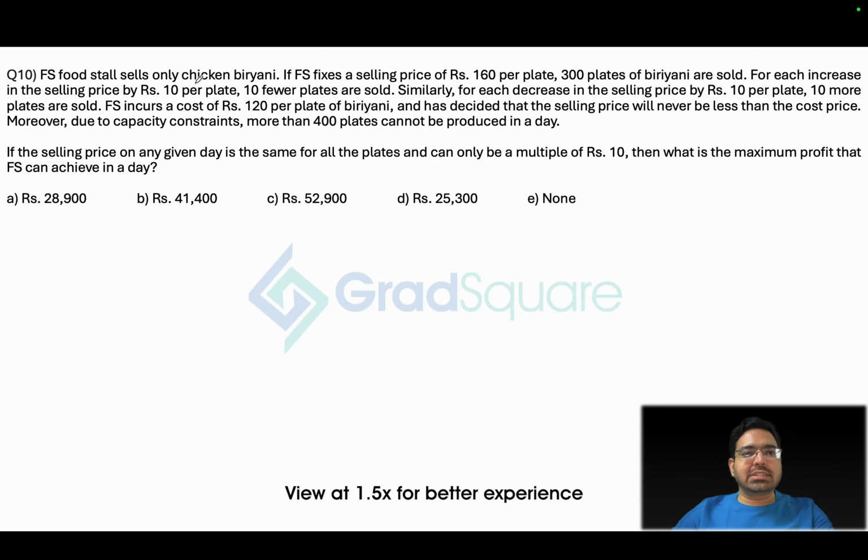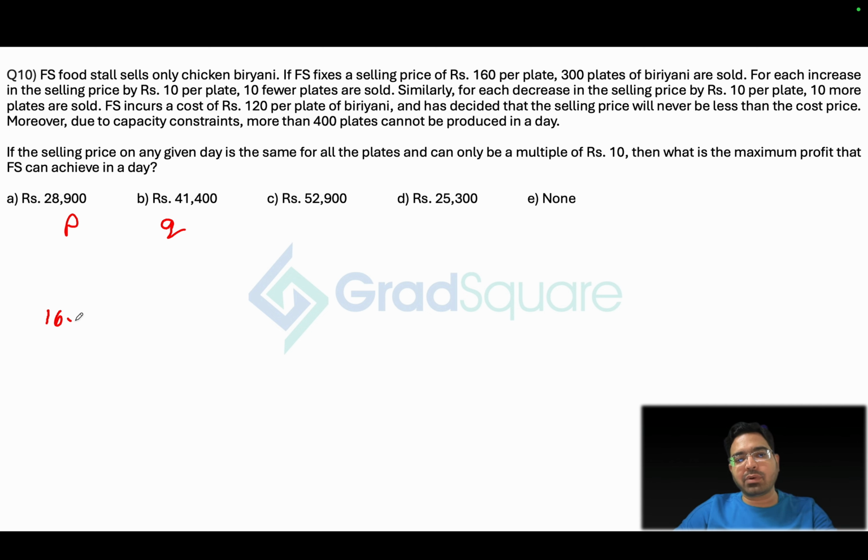A food stall sells only chicken biryani. If it sells at a price of 160 per plate, 300 plates of biryani are sold. Now, if I look at the price and the quantity, there is a relationship that they are talking about. They're saying if you sell at the price of 160, then you are going to sell 300 plates. Now, for each increase in the selling price by 10, fewer plates were sold.